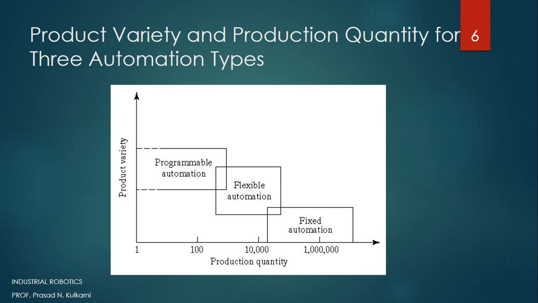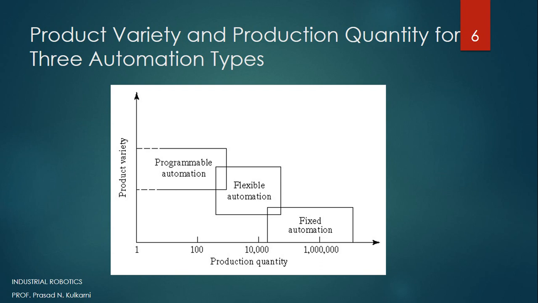Now if you see these rectangles, the first one is programmable and the last one is fixed. Obviously, by the graph itself, you will know everything: the product quantity and product variety are moderate in the case of flexible automation. There is very little product variety in the case of fixed automation. Why so? Because we are not allowing a change in the sequence of operations in fixed automation.